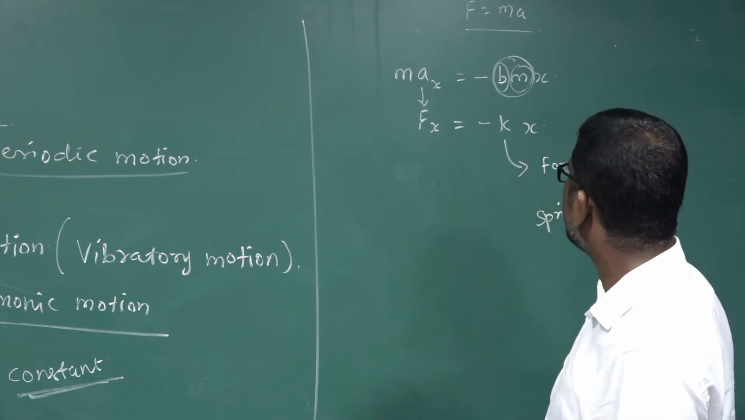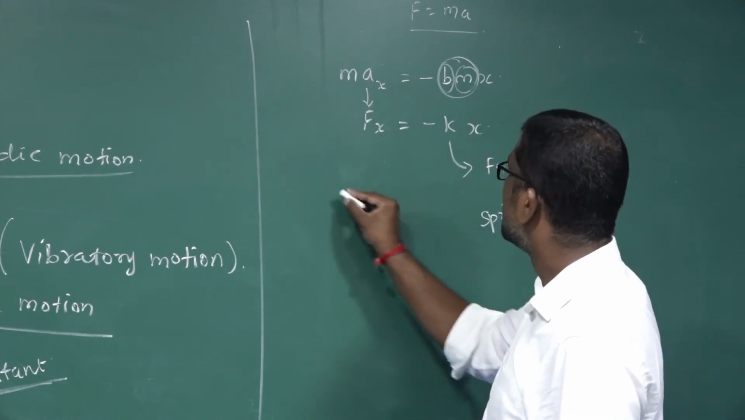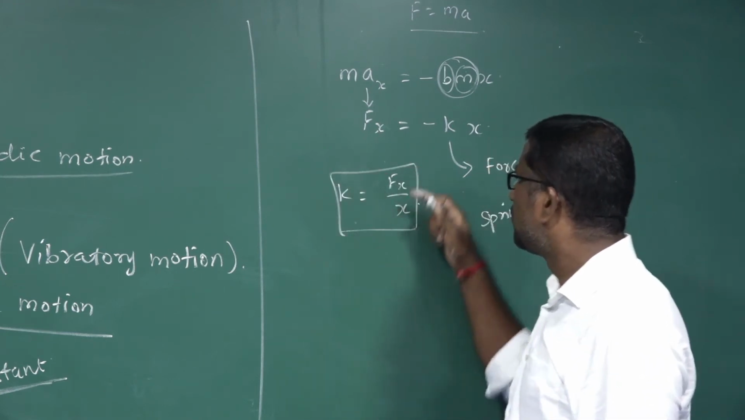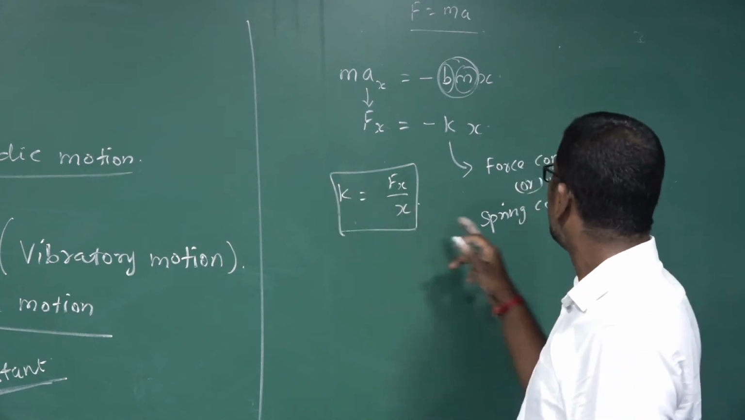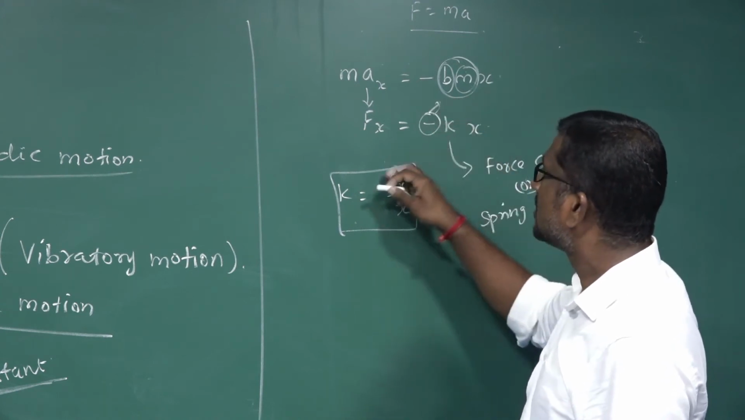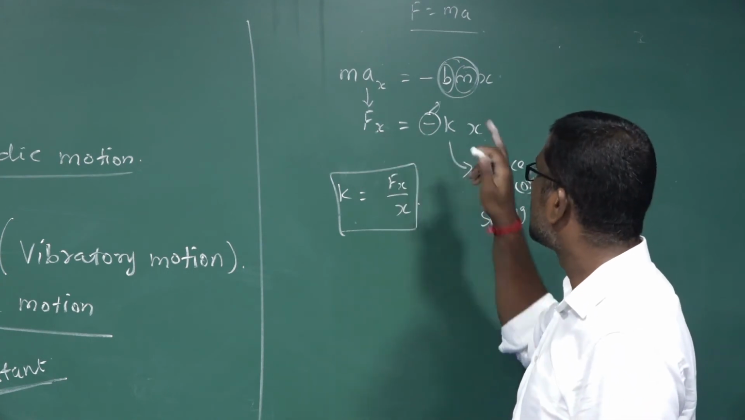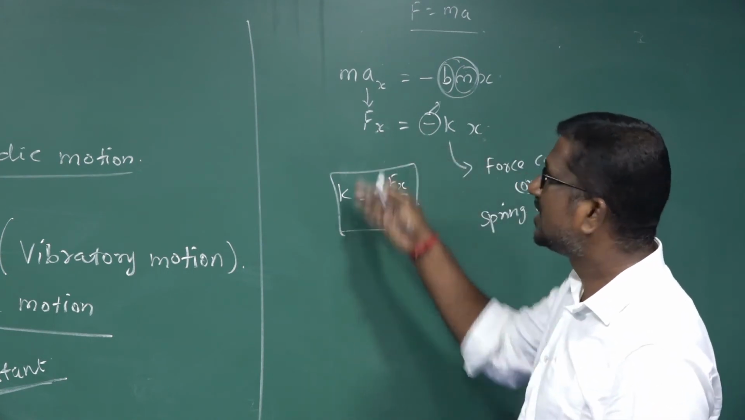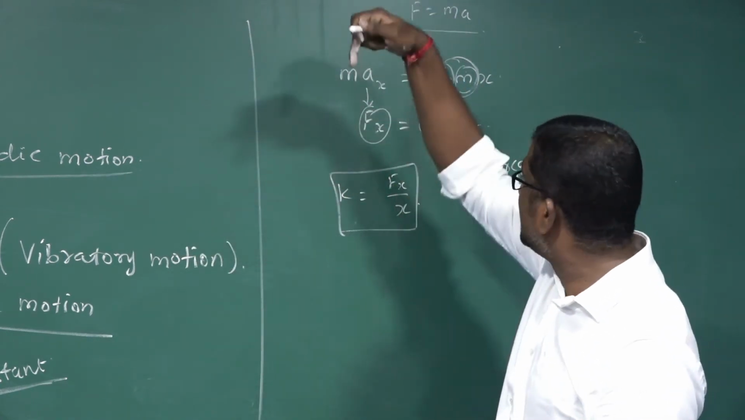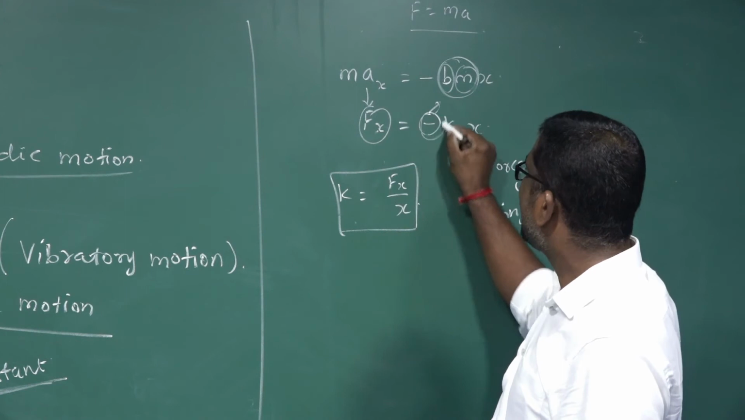What is force constant or spring constant? Okay, force per unit displacement or force per unit length is known as force constant. k is equal to F suffix x by x. Okay, force per unit displacement is called force constant or spring constant. Right? Here, the negative sign indicates the force and the displacement are in opposite direction. If the displacement is in upward direction, then the force direction becomes downward. If the displacement direction is downward, then the force direction becomes upward. So it is indicated by the negative sign.